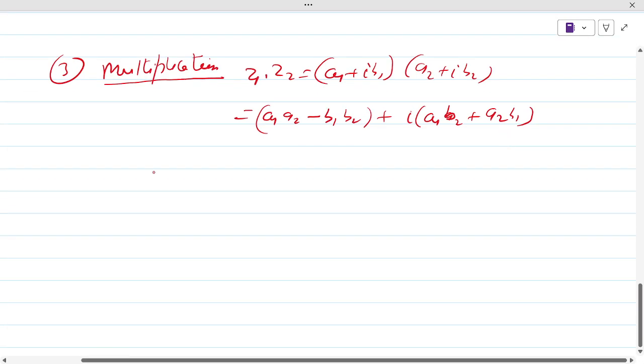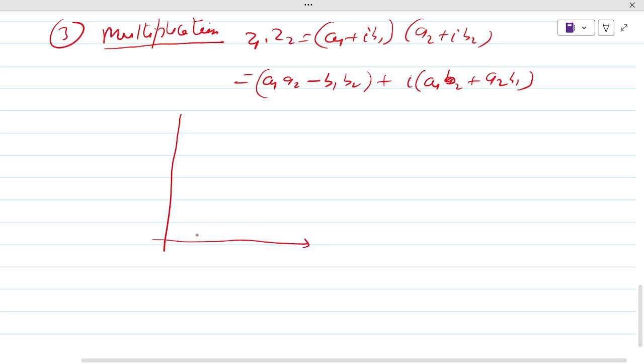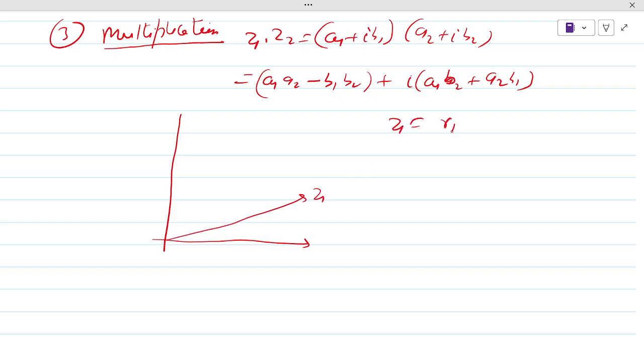But what is the representation? If you want to represent this multiplication, that becomes a little bit interesting. Let's say z1 is equal to r1 e to the power i theta 1, and z2 is equal to r2 e to the power i theta 2. So z1 has argument theta 1 and modulus r1, and the complex number z2 has the argument theta 2 and the modulus r2.